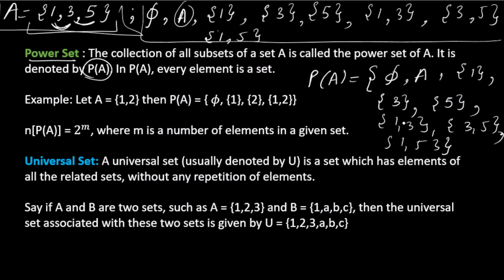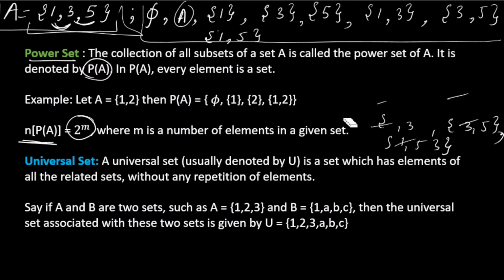Now a very important thing: first of all, see how many elements are there in this set. 1, 2, 3, 4, 5, 6, 7, 8. See, 8 elements are there. This number of elements we can easily calculate also. We can use this formula: the number of elements of the power set is equal to 2 raised to power m, where m is the number of elements in the given set.